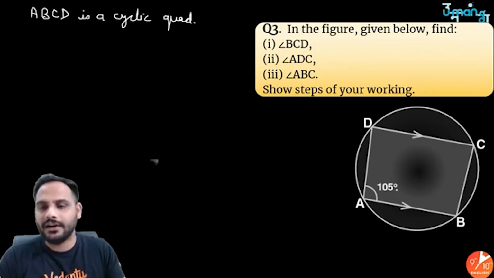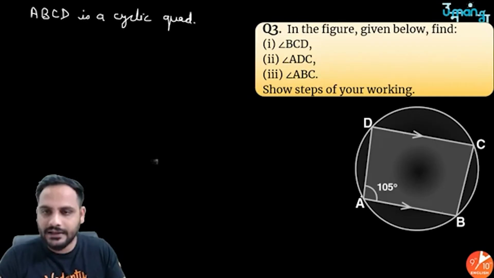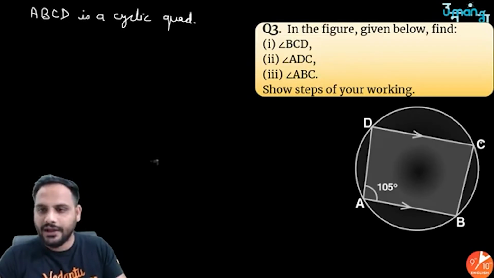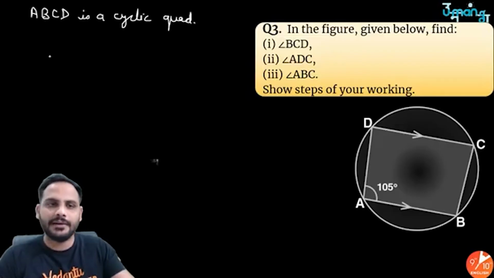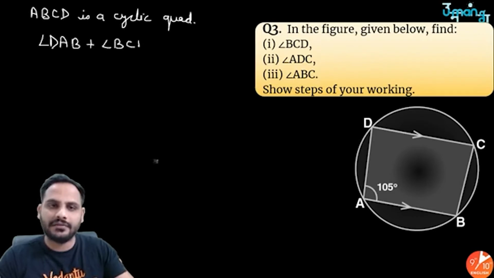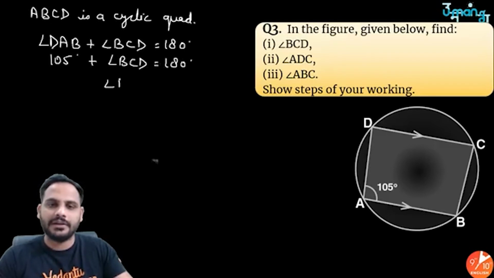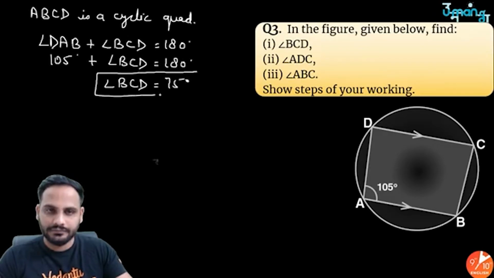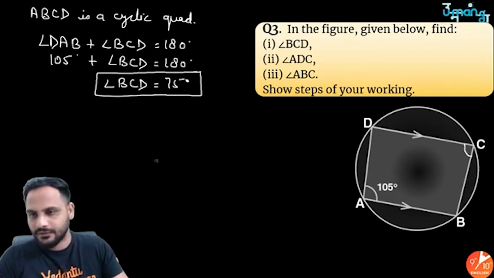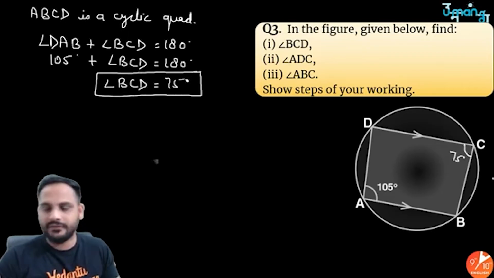If it is a cyclic quadrilateral, I can say angle DAB plus angle BCD will be equal to 180 degrees. Angle BAD is 105 degrees plus angle BCD, which we don't know, is equal to 180 degrees. So angle BCD is equal to 75 degrees. So now this angle is equal to 75 degrees.